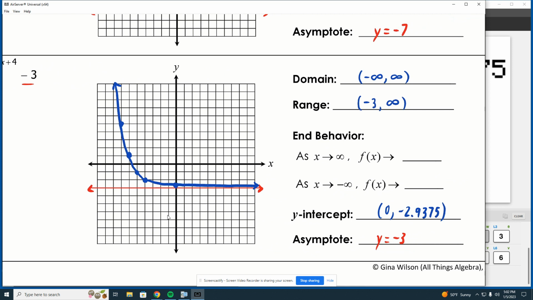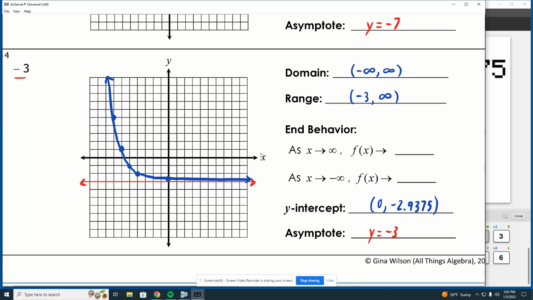Will it go down? No, down is negative infinity. It won't go down here, but it will go up because all these y values appear positive. So that's why it looks, I know it's decay, but the range is from negative 3 up to positive infinity.